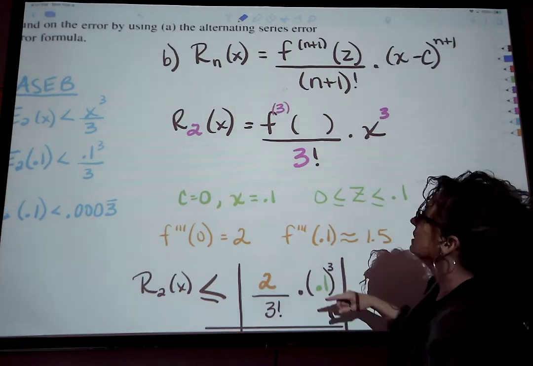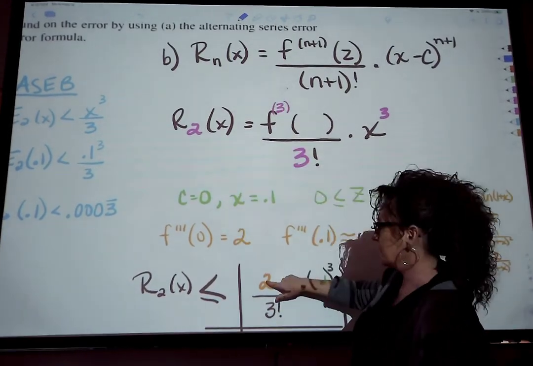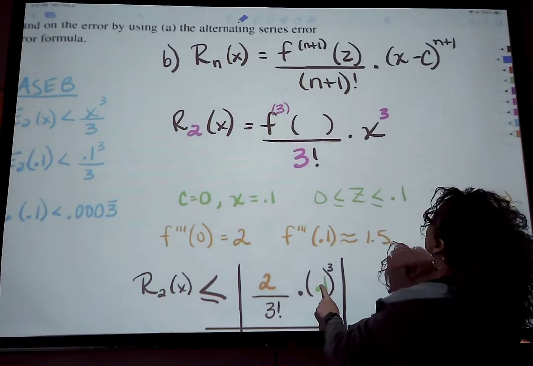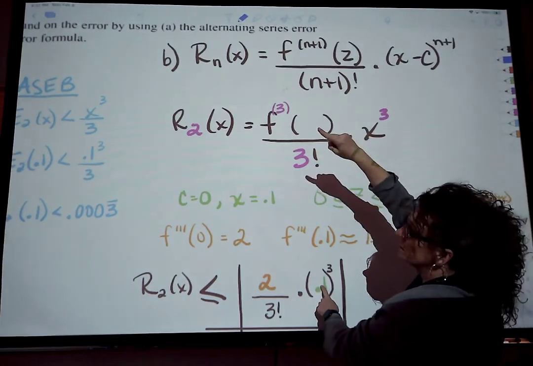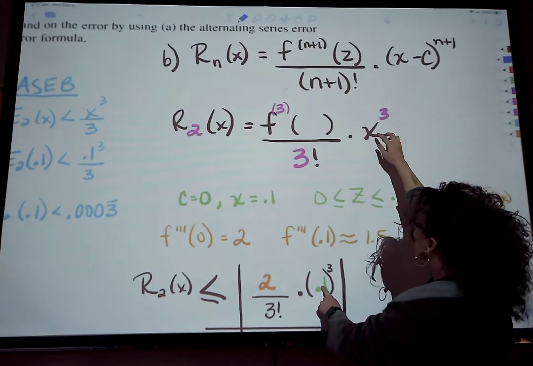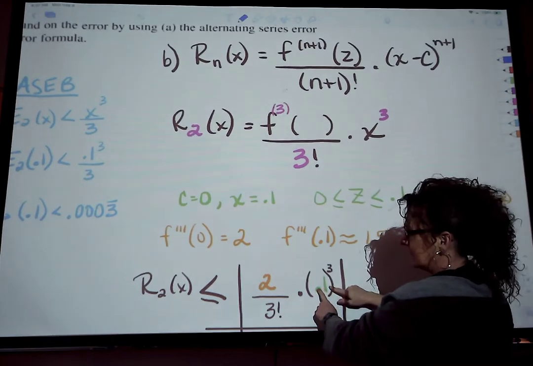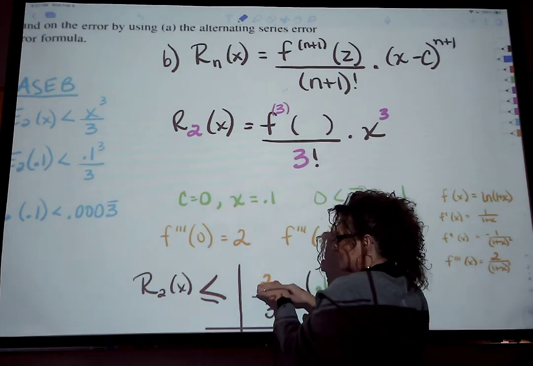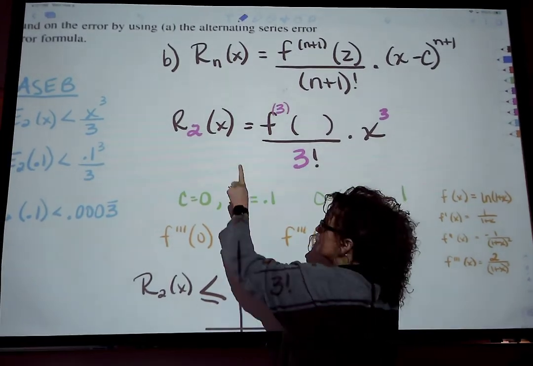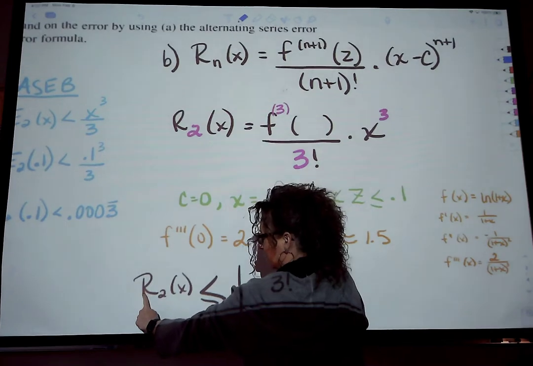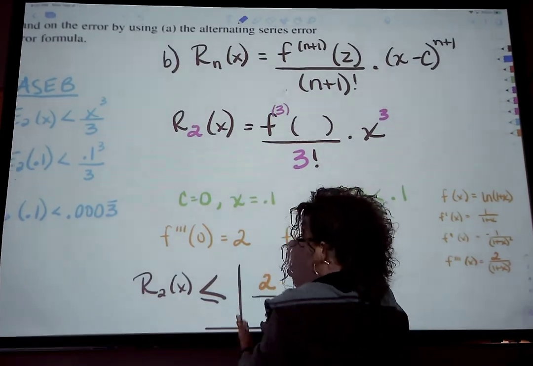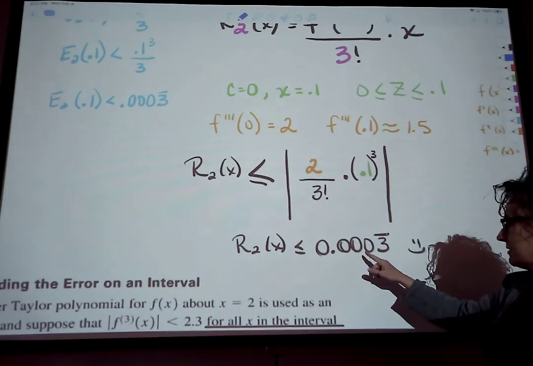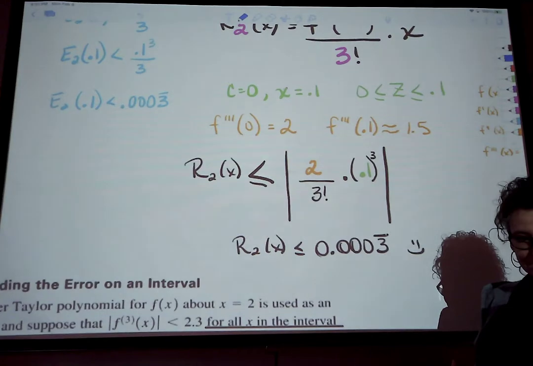So here's what I did. I replaced this numerator with a 2. That's as big as it's going to be. That was already there. I replaced x with 0.1 like it said in the problem. We're evaluating this at 0.1. And since I don't know it to be exactly 2, but I said this is the biggest it's going to be, I changed my equals to now my remainder is less than or equal to, and then I put parentheses around it so I don't have to deal with a negative. Did the math, and I got 0.0003 repeating.